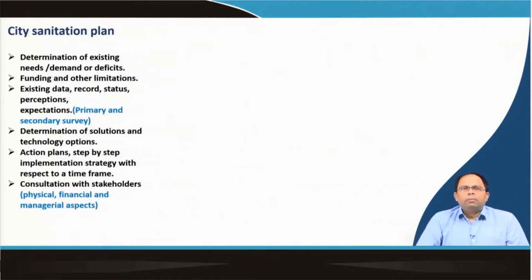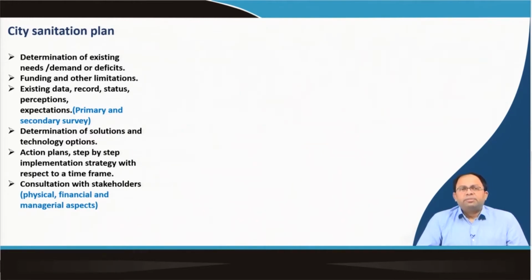So, how do I go about the city sanitation plan? First is the determination of existing needs and demands or deficits. So, first of all, for the existing population, what is lacking, what is the deficit, that has to be determined. Then we have to determine what should be the source of funding for the projects that we are going to propose. Otherwise, there is no point in proposing projects which cannot be constructed. And then other limitations in this regard as well.